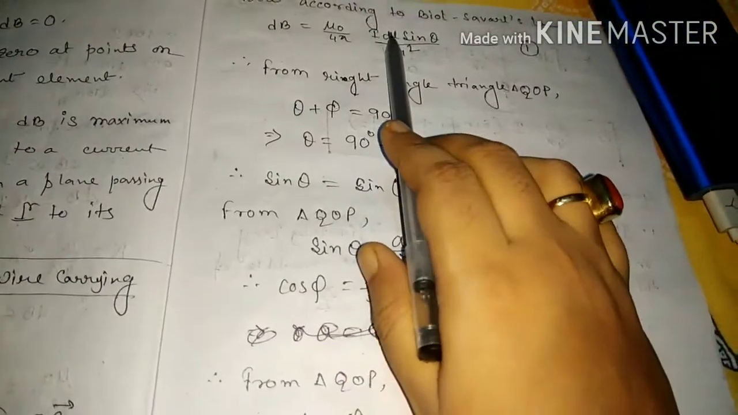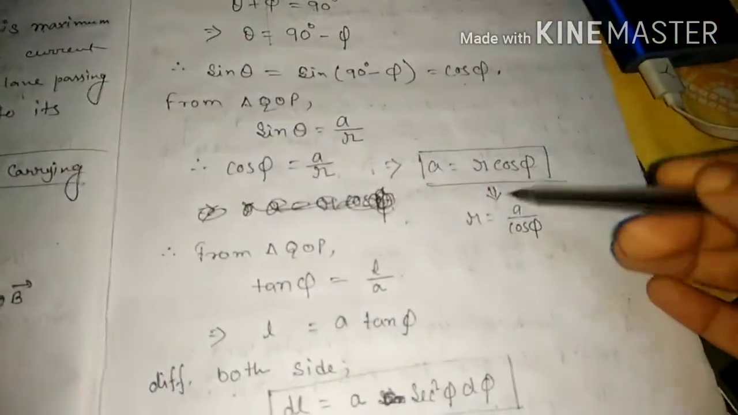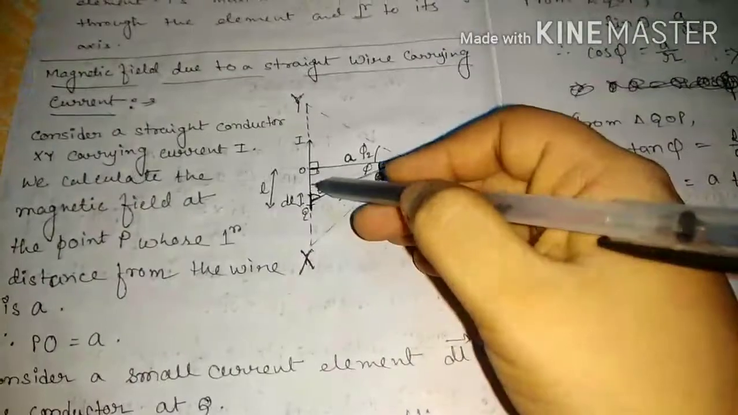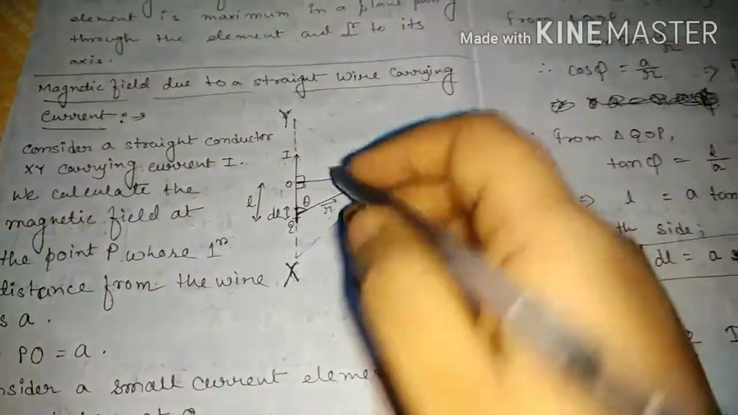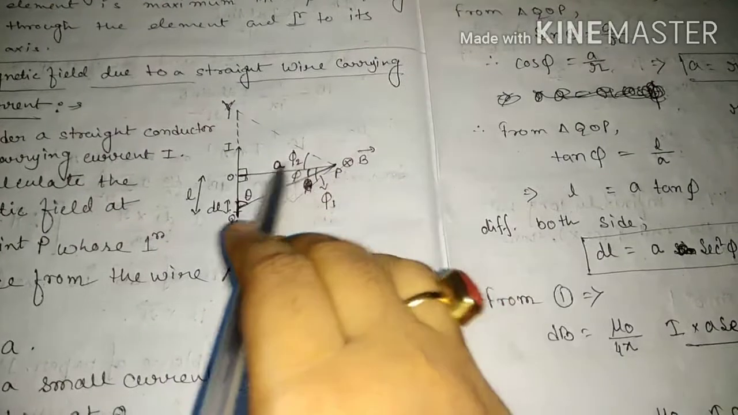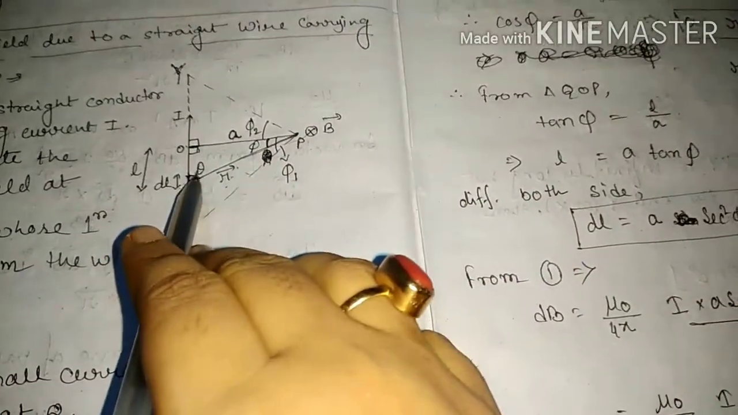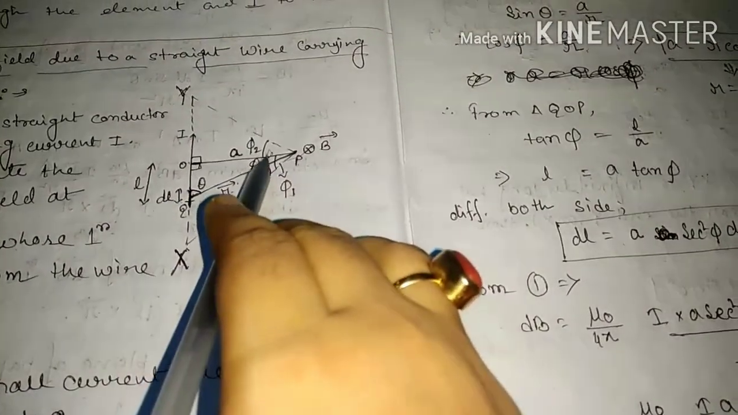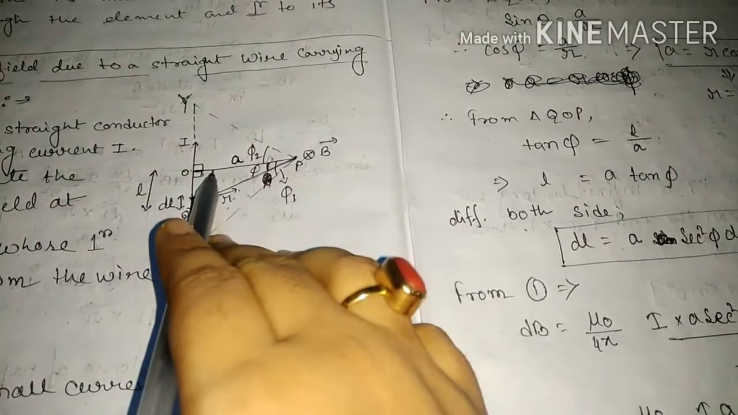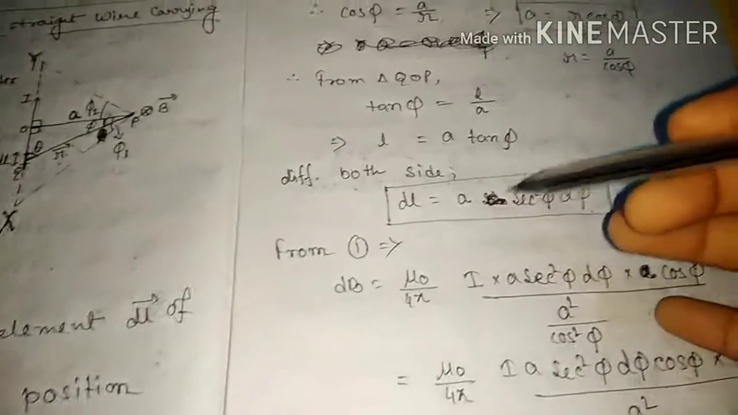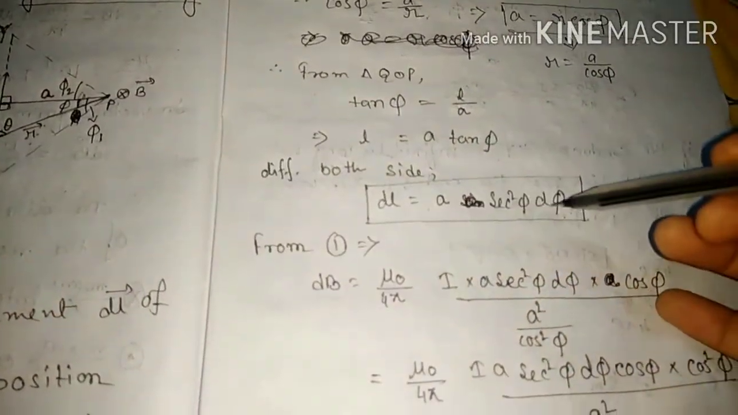So here we find out the value of R. R equals A by cos phi. Now we find out L. This distance OQ equals L. From this triangle, if we want to find the expression of L, we can write tan phi equals L by A. This angle is phi, so with respect to phi this will be the perpendicular, this will be the base. So L equals A tan phi. Now if we differentiate both sides, we get dl equals A sec square phi d phi.